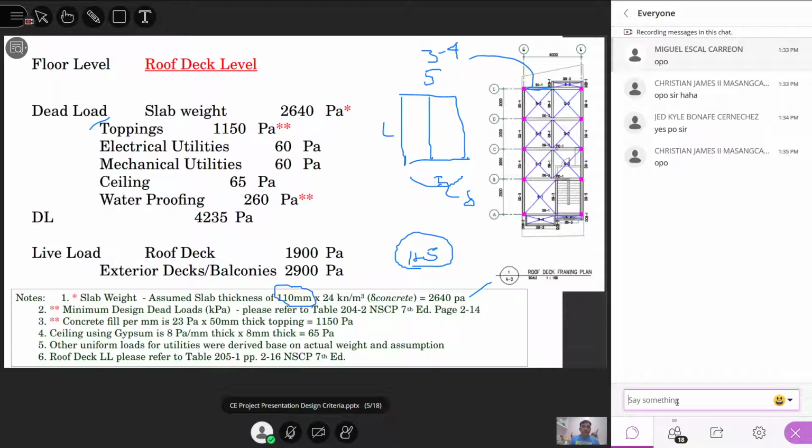Actually, buti nga 1150 ngayon, no? In the past, we use 1,200. But normally, I use 1,200. But the latest code right now, defines this topping as 1150. Actually, hindi niya dinefine yung 1150, but nagkaroon siya ng recommendation that this filler is 23 Pascal per mm thick. Okay? But since our topping is 50 mm, so we multiply it by 50, so lumalabas siya 1150. Kalimitan kasi ang topping, class, 2 inches.